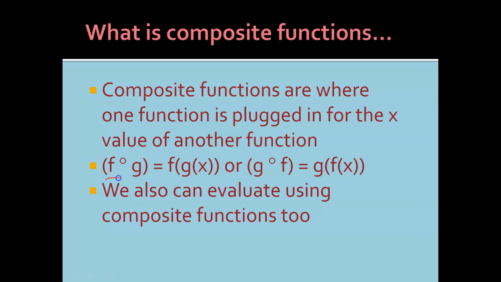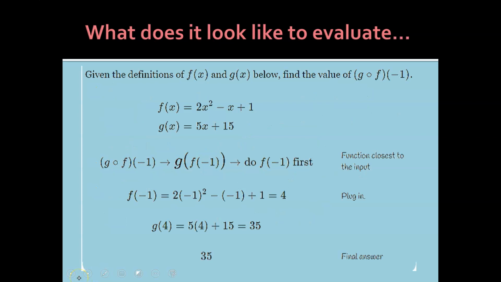If you look right here, this is saying f composite g. It basically means that you're going to take your g of x and plug it into your f of x. Or you could say g composite f, which means you're going to take your f of x function and plug it into your g function. We can also evaluate using composition functions. So what does it look like to evaluate with this? They're going to give you two equations. Sometimes you can have three. We're going to do a 3-1 in here.